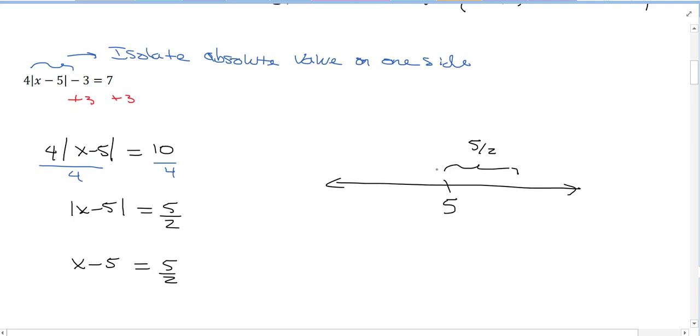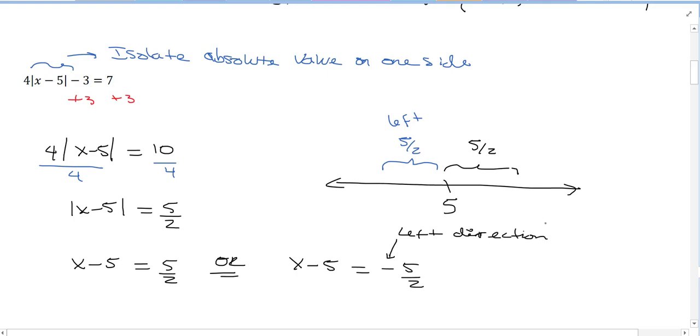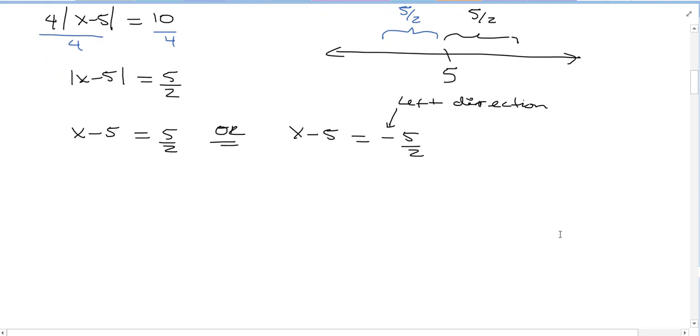Or we can move to the left. So we can go 5 halves to the left. How do we indicate 5 halves to the left? We say the difference between x and 5 is negative 5 halves. This negative just indicates that we're going in the left direction. For absolute value equations, you're always going to have two answers. And if it was an absolute value inequality, you're going to have two ways also. You can go to the right or you can go to the left. Going to the right just means you drop the absolute value, and the number, in this case our 5 halves, stays the same. Going to the left means you drop the absolute value, but now the number on the other side becomes a negative.